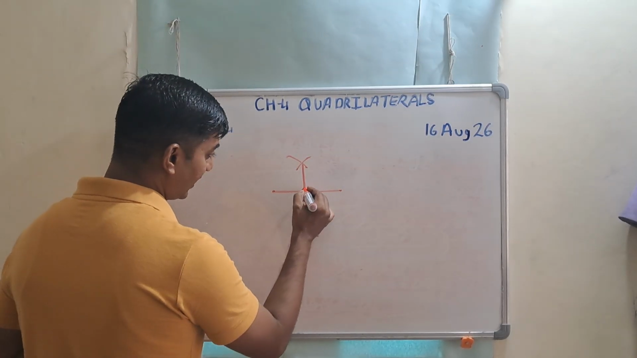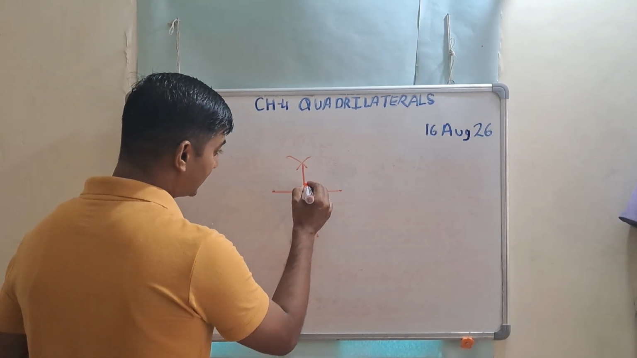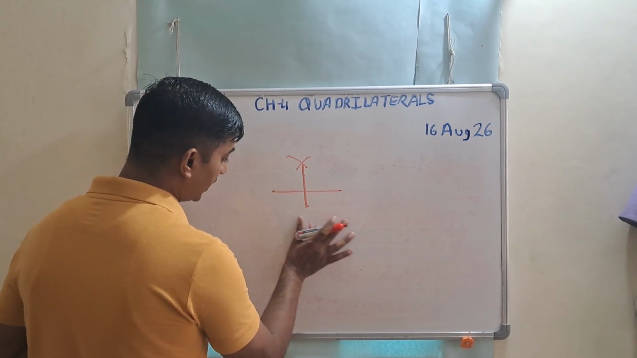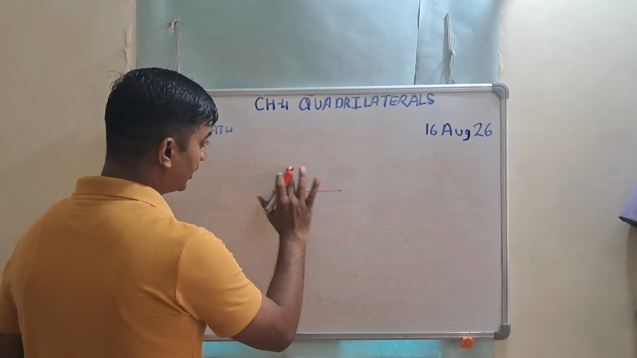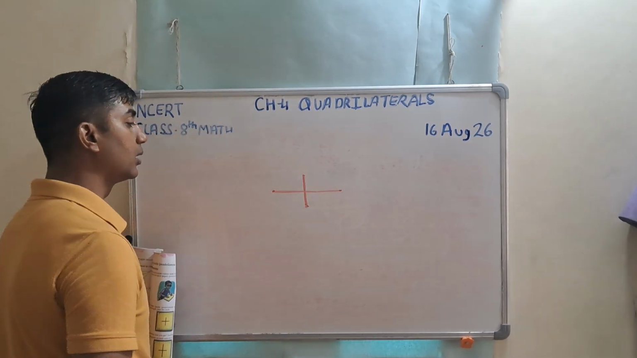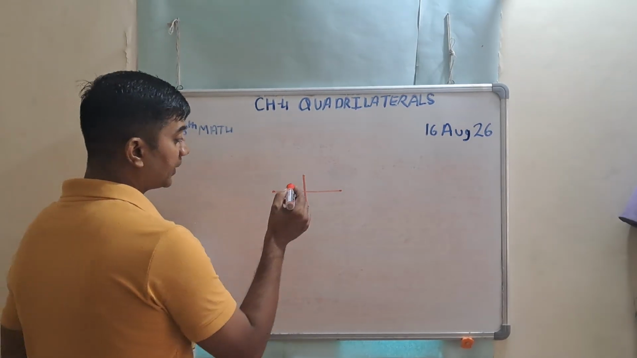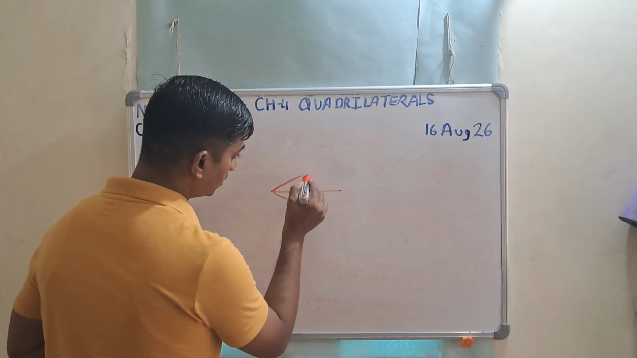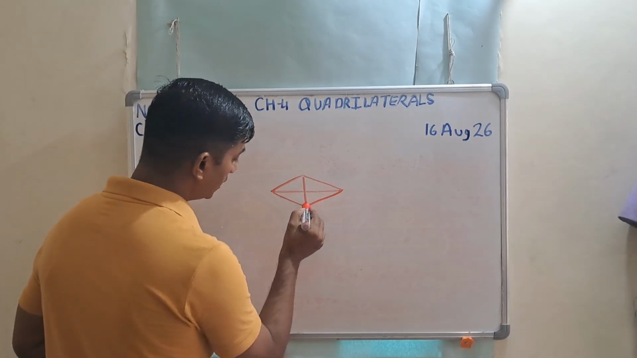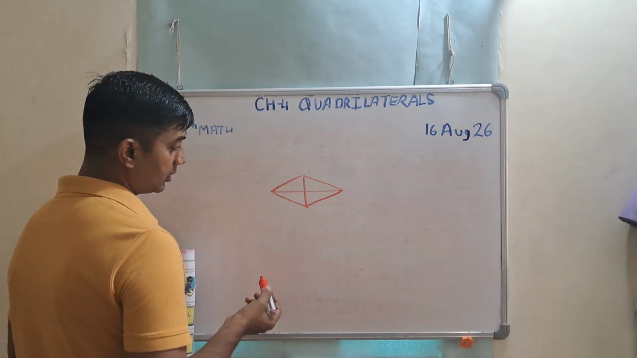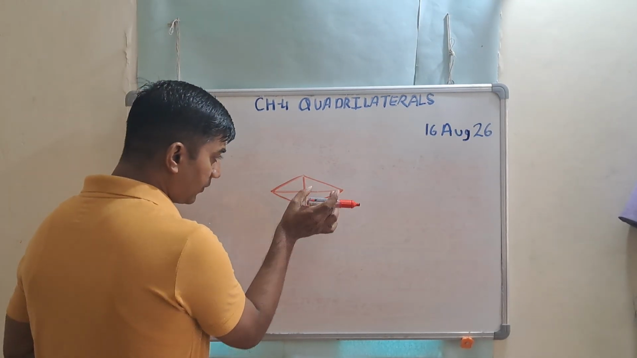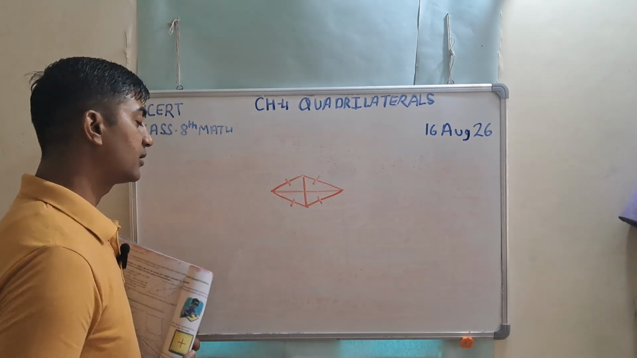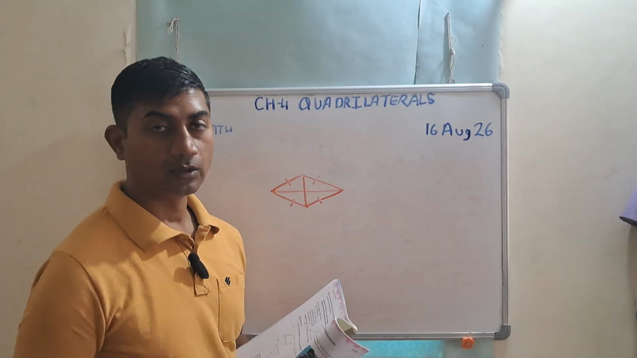From here you take a 4 centimeter length, meaning from here to this point take 2, and rub out the rest of the lines. Understood? Now this length becomes 4 centimeter, and simply join. Now this is a rhombus. This figure will result in a rhombus, and when you measure with the help of your scale, you will find that all 4 sides are equal. Understood? So in this way you can construct a rhombus.